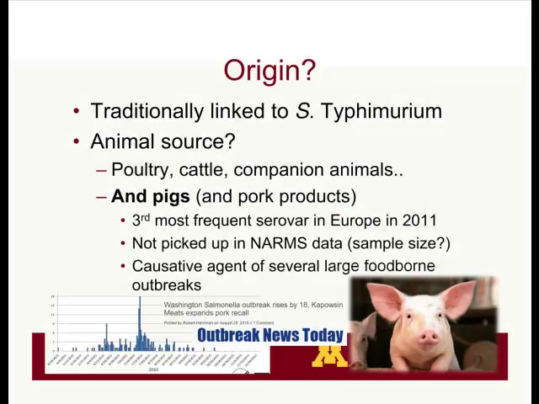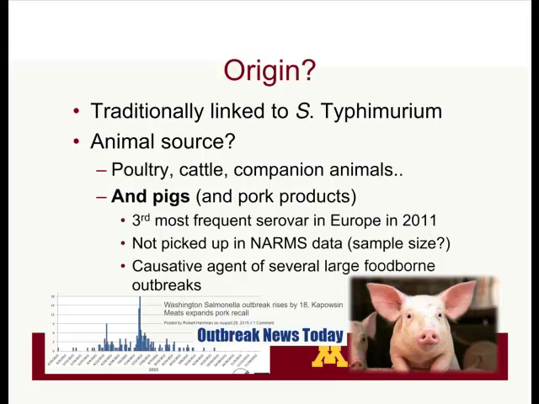What is the origin? So where does this come from, right? We're seeing it in humans. Where did it come from? So basically, it's traditionally linked to Salmonella Typhimurium. It has a very similar antigenic formula. And what's the animal source? So it has been isolated multiple times from different food animals and companion animals. But the pigs, it's of interest for us today probably. And it's actually one of the most commonly associated host species with this serotype.